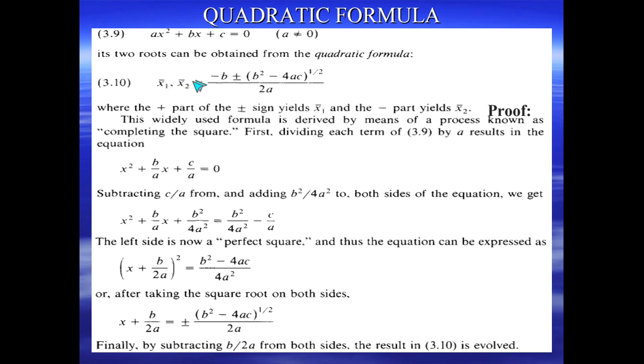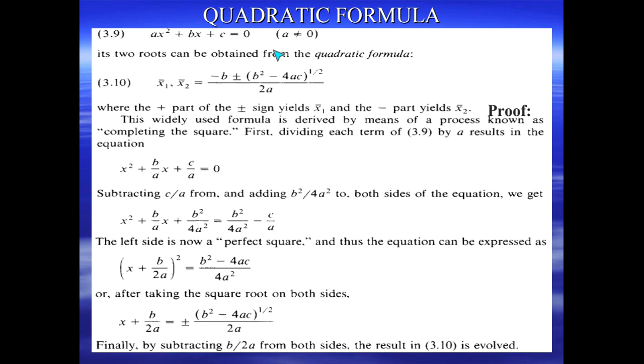x1 bar, x2 bar, or x1 star, x2 star, x1 equilibrium, x2 equilibrium, x1e, x2e, as you wish. You can name it one of these. And then it is equal to minus b. Here you have a, b, c, the coefficients of the equation ax squared plus bx plus c. So the solution is minus b plus or minus square root of b squared minus 4ac, the whole over 2a. This is the formula of the solution of a quadratic equation, of second degree equation, ax squared plus bx plus c equals 0.